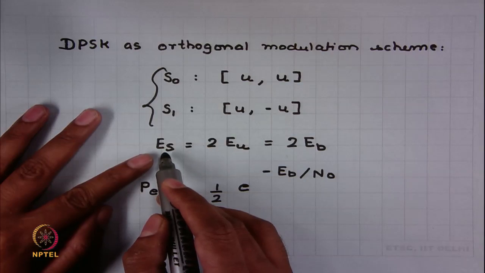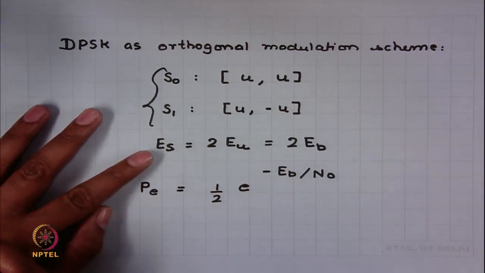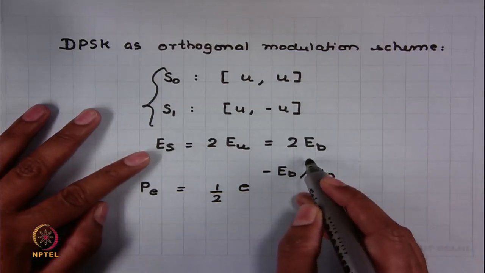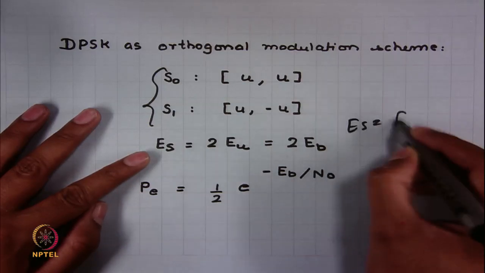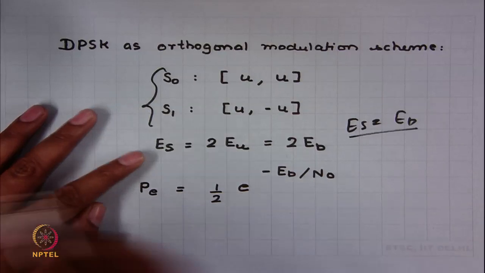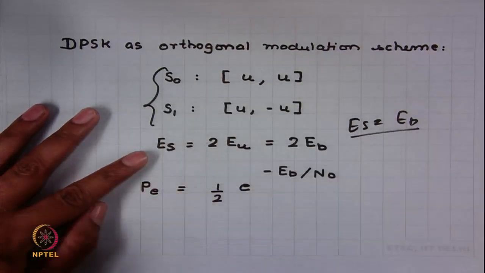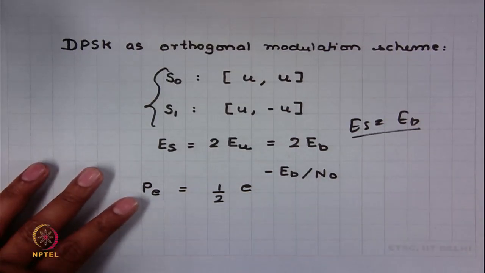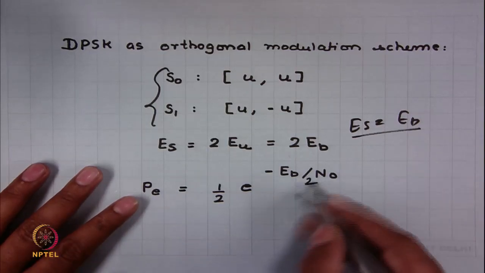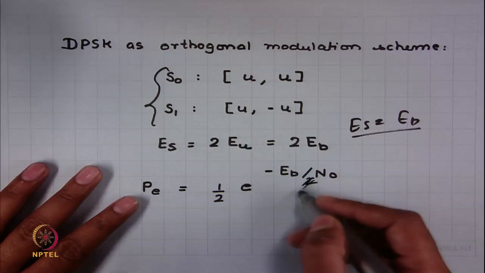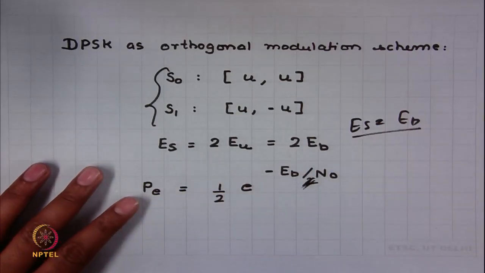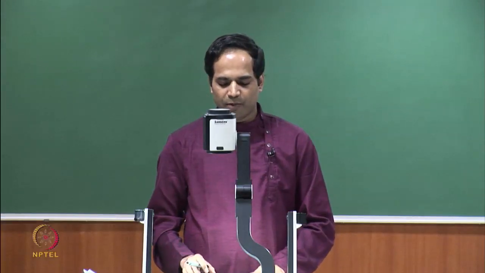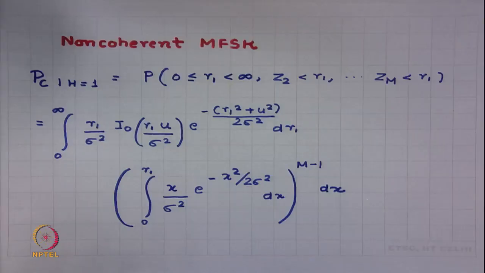Thus, in DPSK, energy per signal is 2 times energy per bit, and that is why it gets a 3 dB improvement compared to FSK. In FSK, ES was simply EB. Here ES is 2 times EB, because in one signal you are having 2 bits, and that is why the probability of error improves by a factor of 3 dB. So, you do not have the factor of 2 that you had in the FSK system, that gets killed because of this fact. Simple.